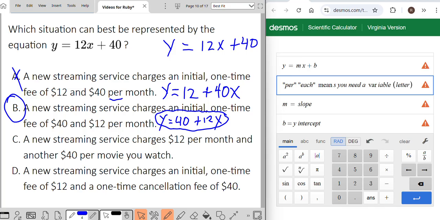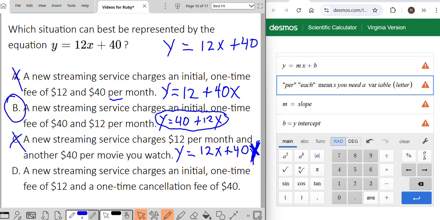The next one says a new streaming service charges $12 per month. All right, well, that also has a 12x. I wonder what's happening here. And another $40 per movie. Holy moly, that's a lot. So that would have another variable. So that is definitely not it. Or that would also be an x, I'm sorry. Depends on how many, well, no, it would be a y, because it depends on how many movies you watch.